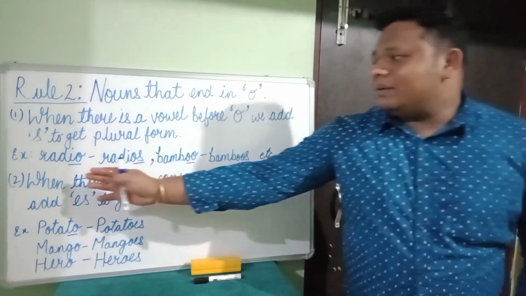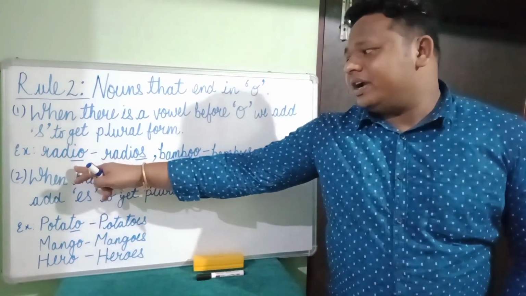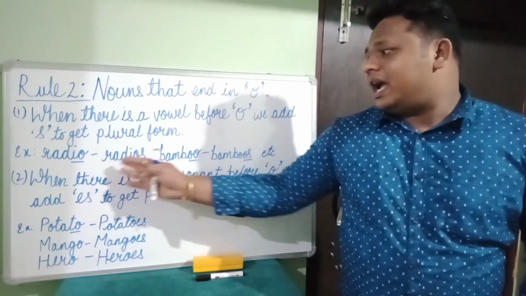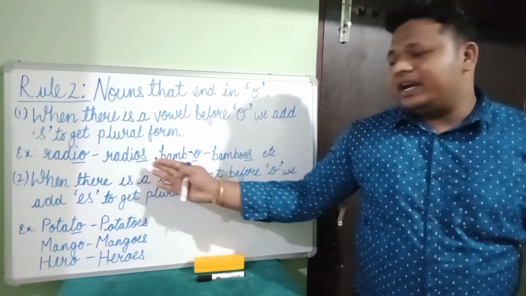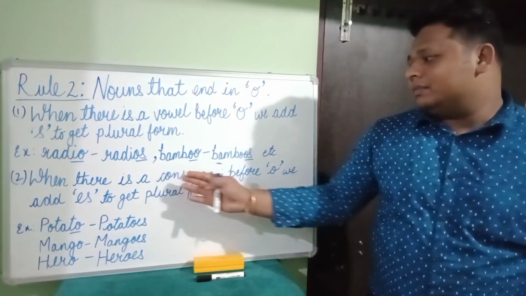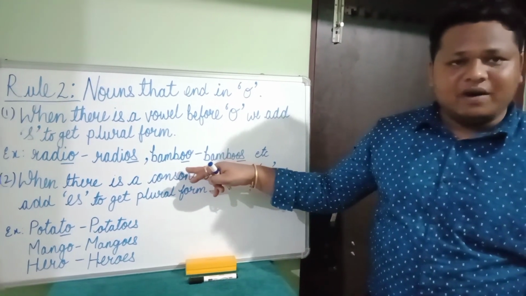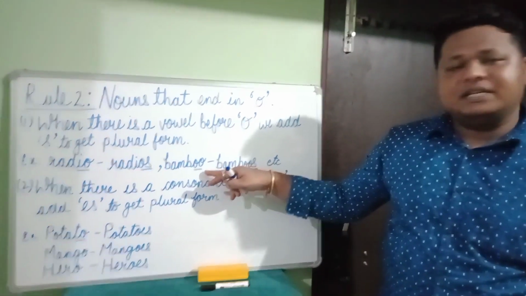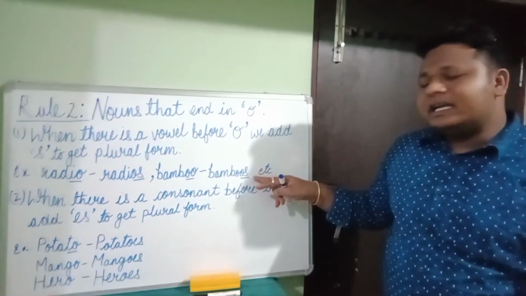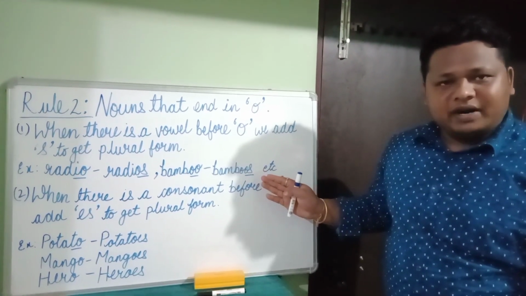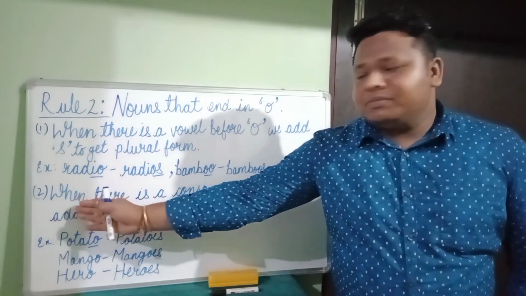Okay, for example, radio. In radio, we have i, the vowel before o. So we add s, radios, to make it a plural form. Bamboo. Here again, we have o as a vowel before the last letter o. So we add s to make the plural form. That is bamboos. Alright.